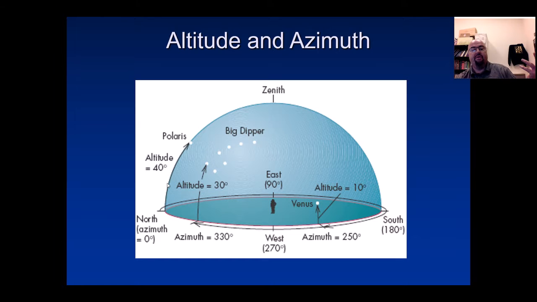Notice Polaris over here is at 40 degrees altitude, we'll come back to that. That's really important. But some other star at this certain time of day, its altitude is right there at 30 degrees. Okay. Now, the other part is called azimuth.